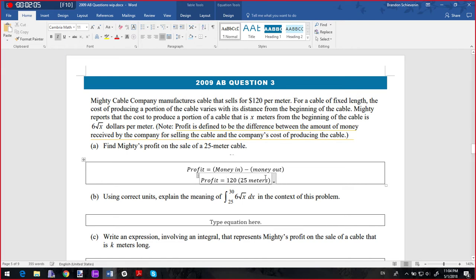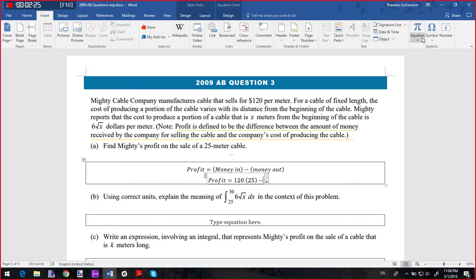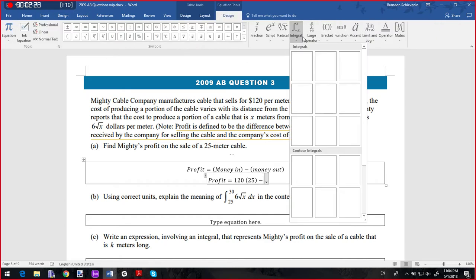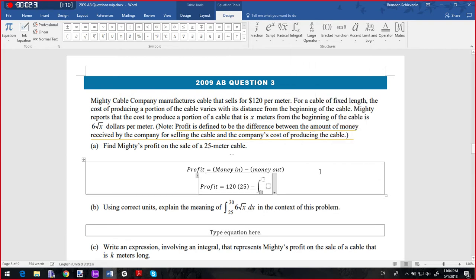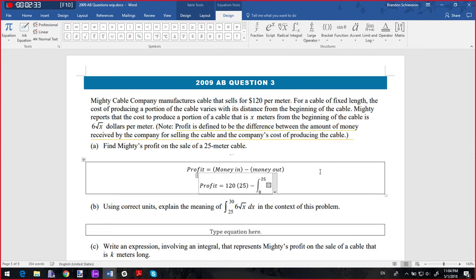Okay, I'm actually going to take out my units for now. So this is just 120 times 25. And then I'm going to subtract the amount that I have to pay, which is 6 root x dollars per meter, but that's constantly going to change based on what x is. So for that, I need an integral. I'm going to add up the total as x changes from 0 to 25 meters of 6 square root x. And that should give me the profit.